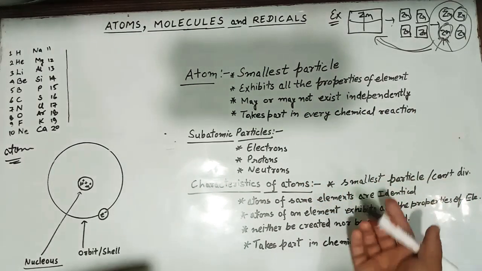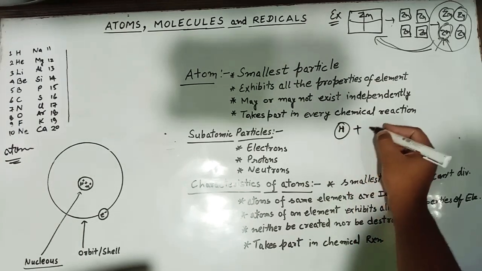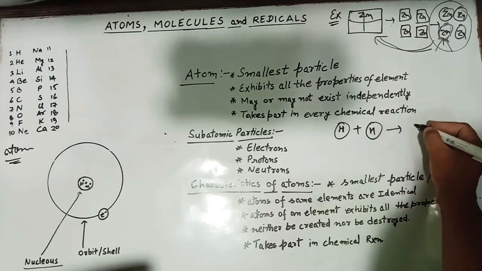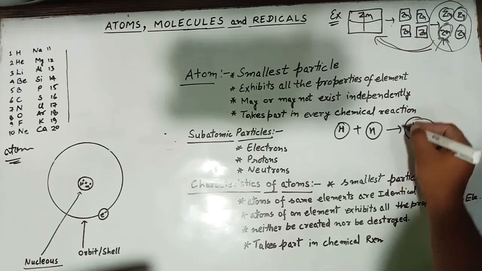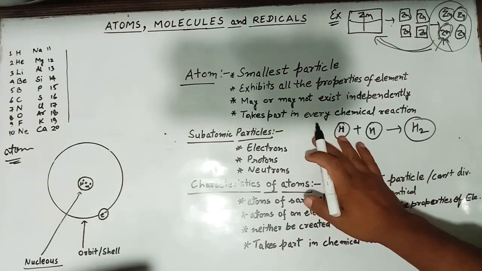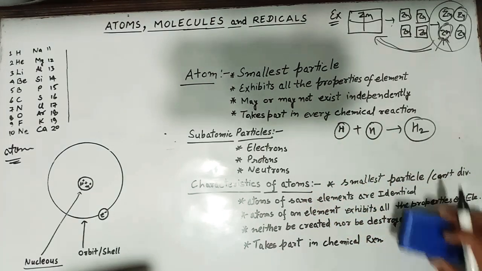How can we say that? Like this is a hydrogen atom. When it reacts with another hydrogen atom, these two atoms form a molecule, that is the H2 molecule, the molecule of hydrogen gas. In this way we can say that atoms take part in chemical reactions.